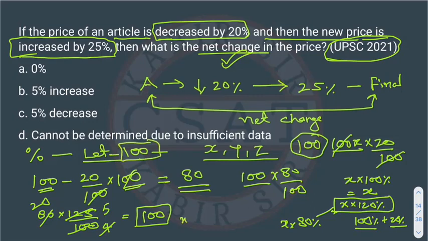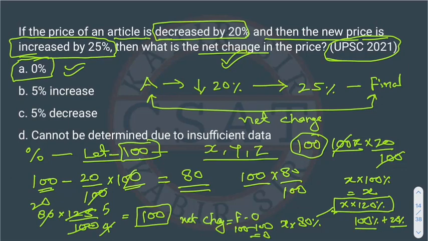So what is the net change? Net change is final price minus original price. Both are 100. So net change is 0. So what will be the answer? Answer is 0. Okay. So the answer is 0%. He is asking in percentage.